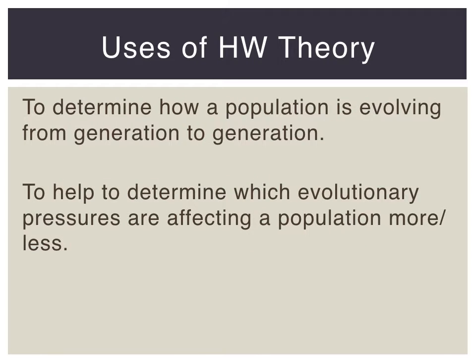The reason why we would use Hardy-Weinberg theory is to determine how a population is evolving from generation to generation. It can help us see which evolutionary pressures might be affecting a population either more or less, depending on the calculated change in the frequencies of the different alleles. And that will do it for this one.